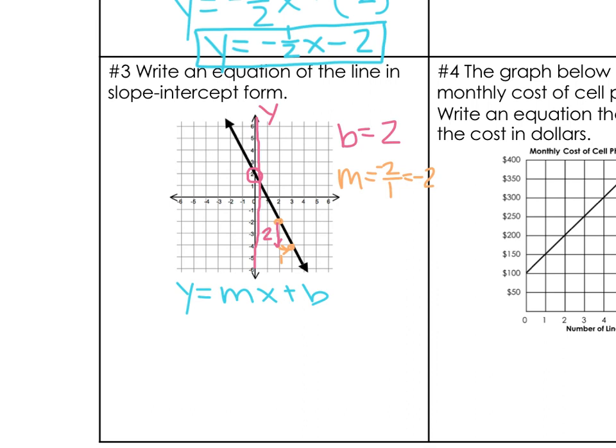I am going to just erase and place into my graph. So our m is -2x plus our b, which is 2. So our equation is y equals -2x plus 2. And that's it. We're done. We don't have to simplify anything because it's already simplified.